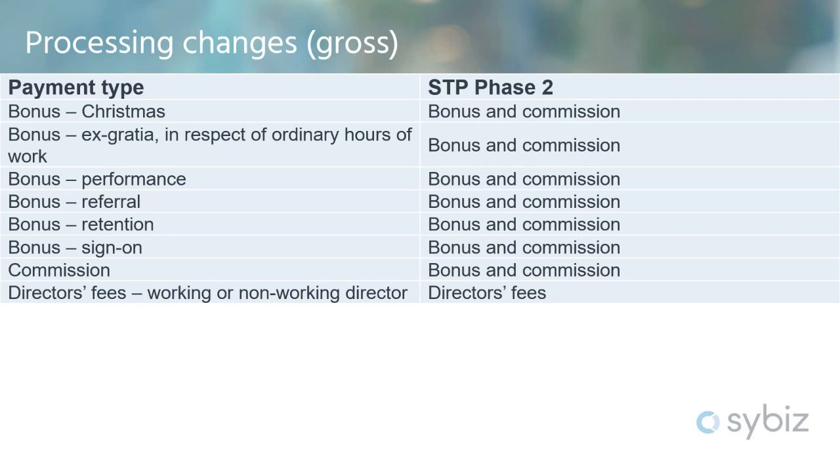Some of the things that are going to be changing in terms of the disaggregation of gross are that things like bonuses are now to be reported as bonuses and commissions under that bracket, and similarly directors' fees need to be treated separately as well. So you will need separate pay items to get these items into the right buckets.